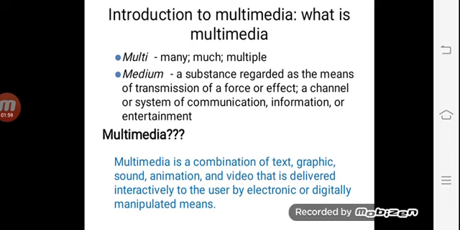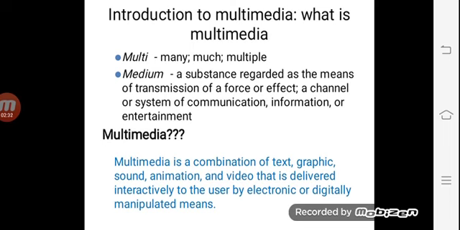You are almost in the age of 19, 20 or 21, and several times you have heard the word multimedia. So what exactly is multimedia? If we just divide the word itself, it is multi plus media. Multimedia means there are multiple uses of different kinds of media or mediums with which we can pass on the information.